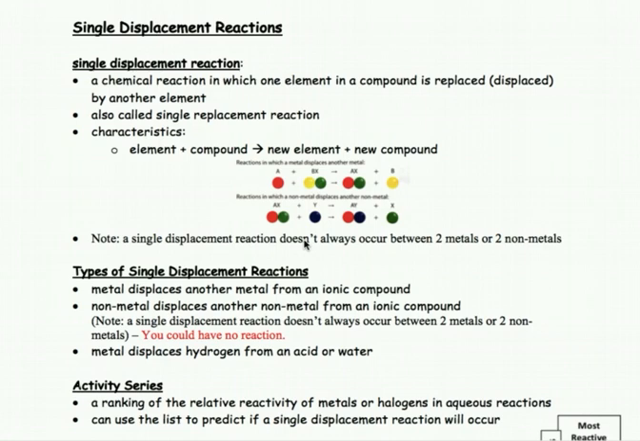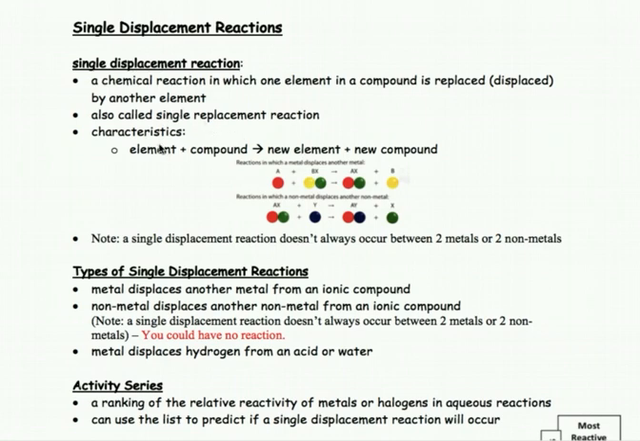Okay, so again, what we were trying to look for was that an element was coming in. It could be a metal, it could be a non-metal. It was coming in and it was displacing another element that was similar. So if it was a metal, it will just displace a metal. If it was a non-metal, it will displace a non-metal.